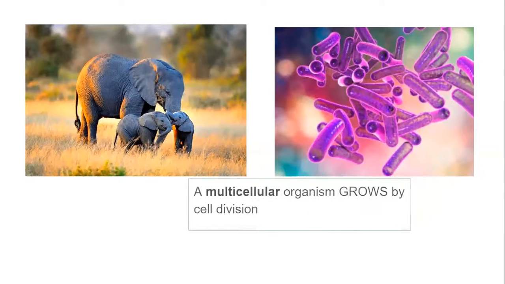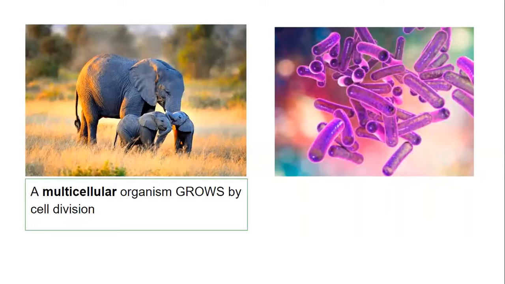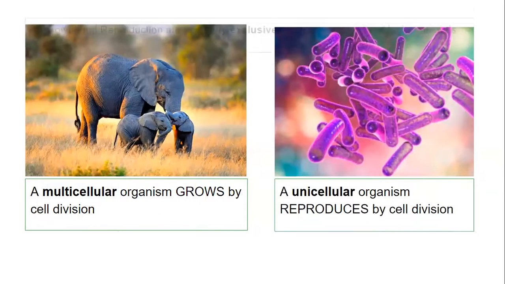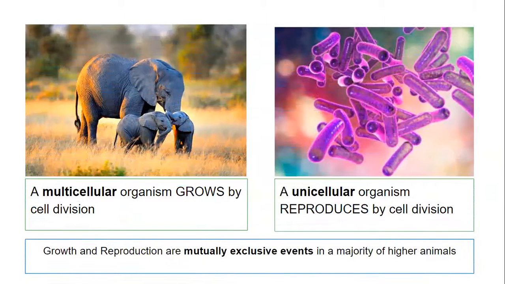This elephant, which is a multicellular being, grows by cell division, whereas the unicellular organism reproduces by cell division. Also, in higher multicellular animals, growth and reproduction are mutually exclusive events because they replace their lost cells and repair their cells through growth, whereas through reproduction, they actually increase in number. They give rise to their progeny.